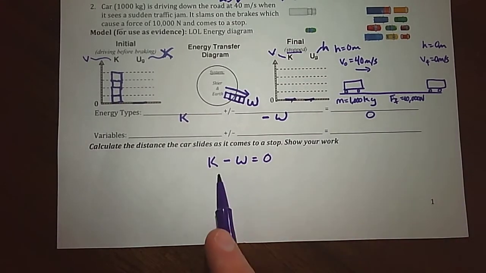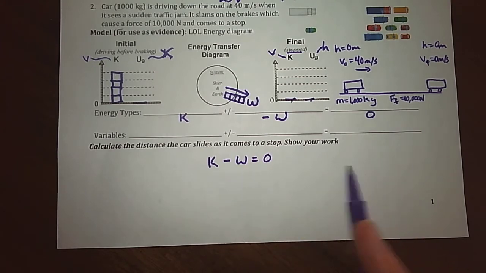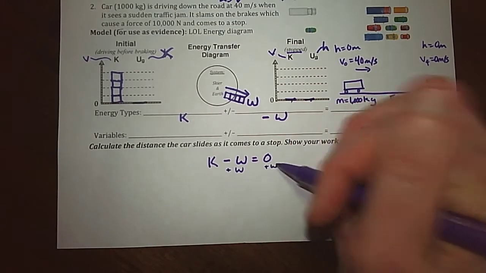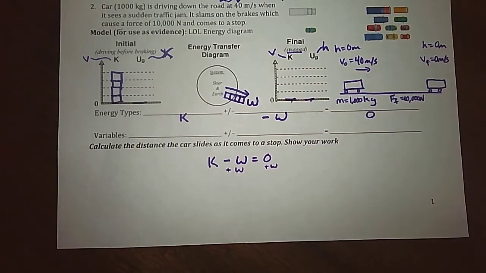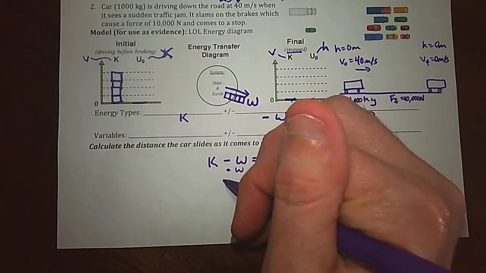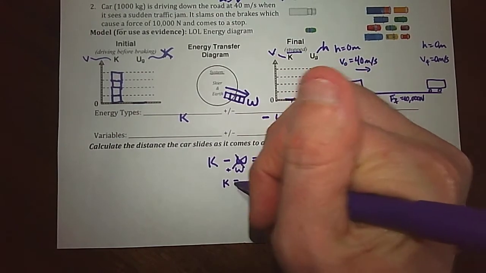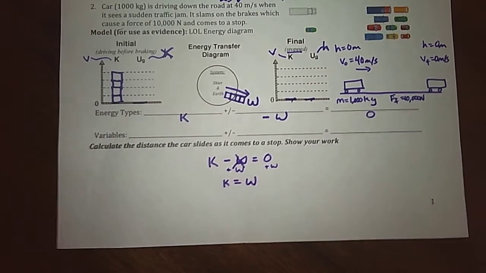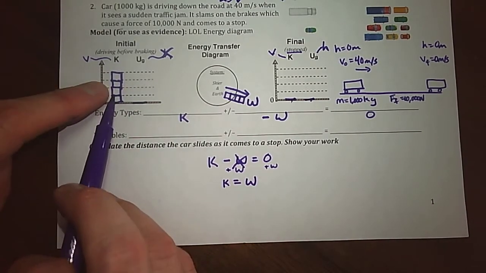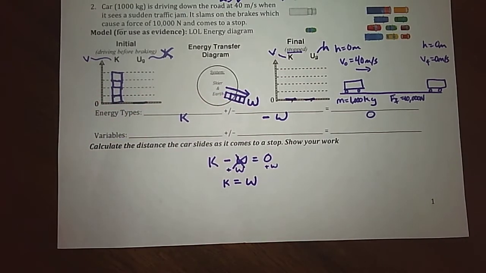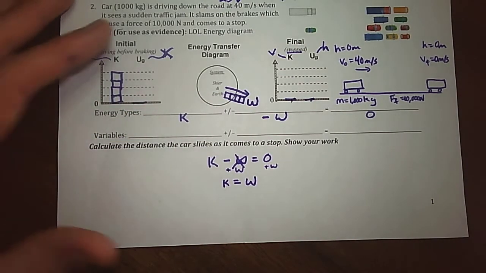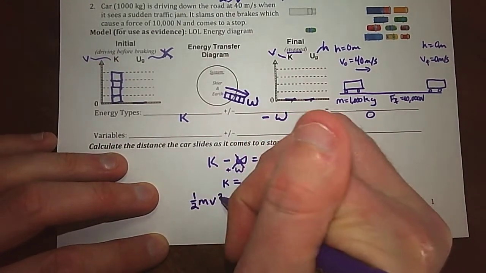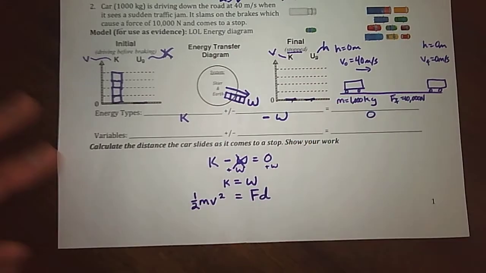But what I like to do is get W over to the other side. I'm going to add W to both sides. So now my equation, instead of K minus W equals 0, is just K is equal to W, because the work cancels out. So kinetic energy before is equal to the work that ends up coming out. That makes sense: 4 here and then 4 out for work. Now I'm going to expand my equation, where K is 1/2 mv squared, and for work it's force times distance.